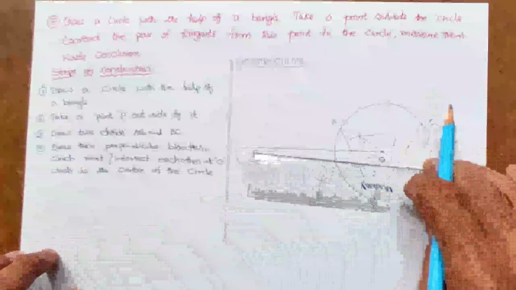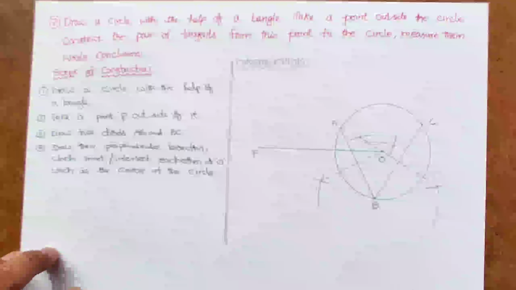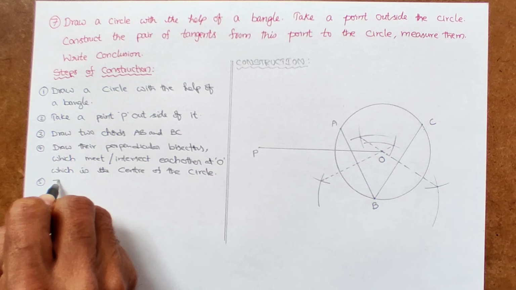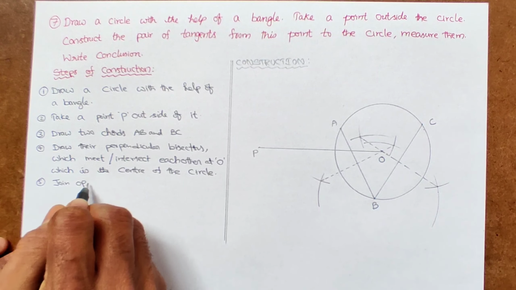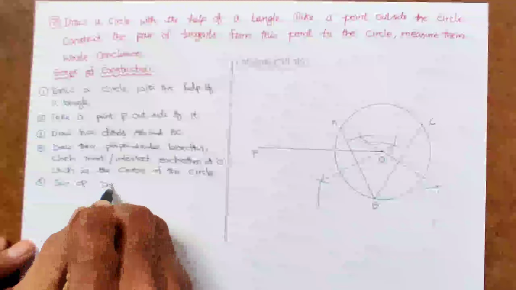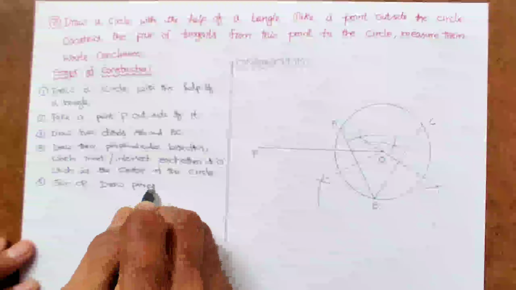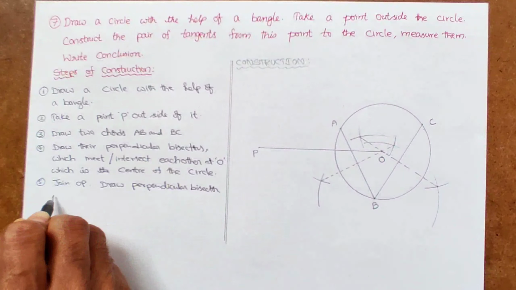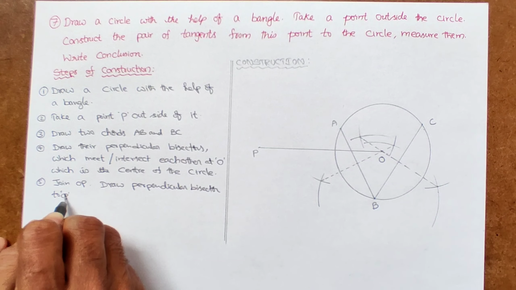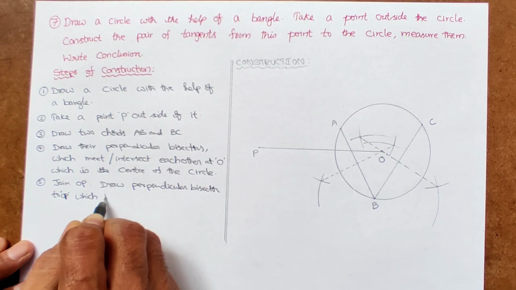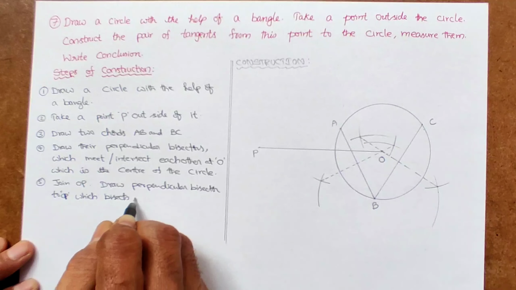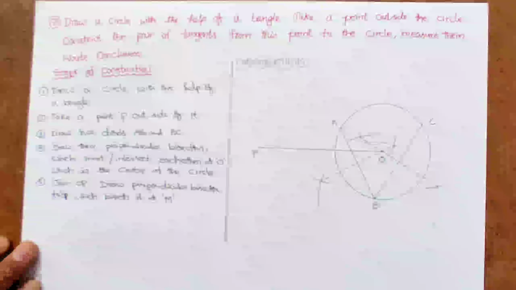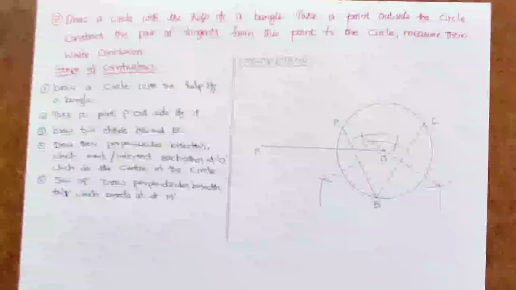So now from P we are going to draw tangents. So let us mention the same here. Join OP. Draw the perpendicular bisector to OP, which bisects it at a point called M. Right. Now let us draw the perpendicular bisector to this OP.